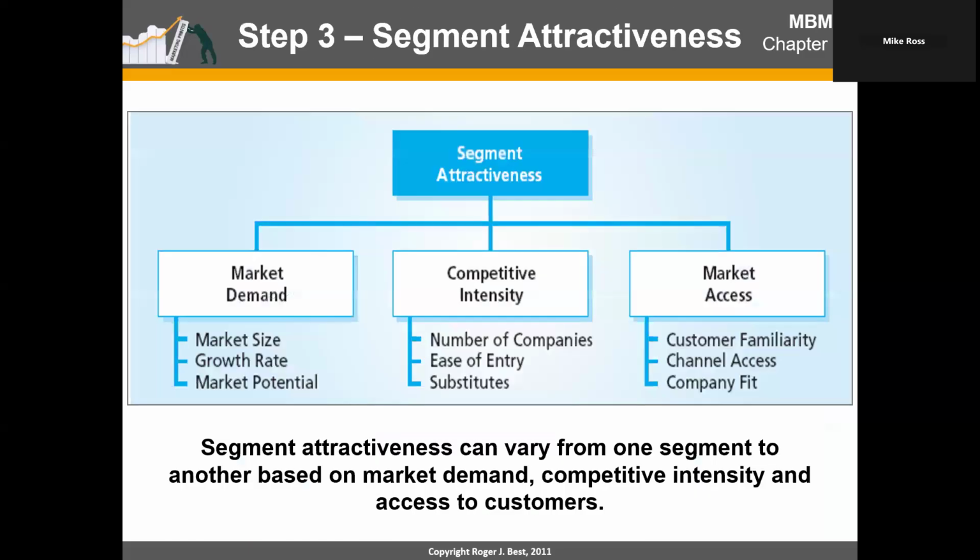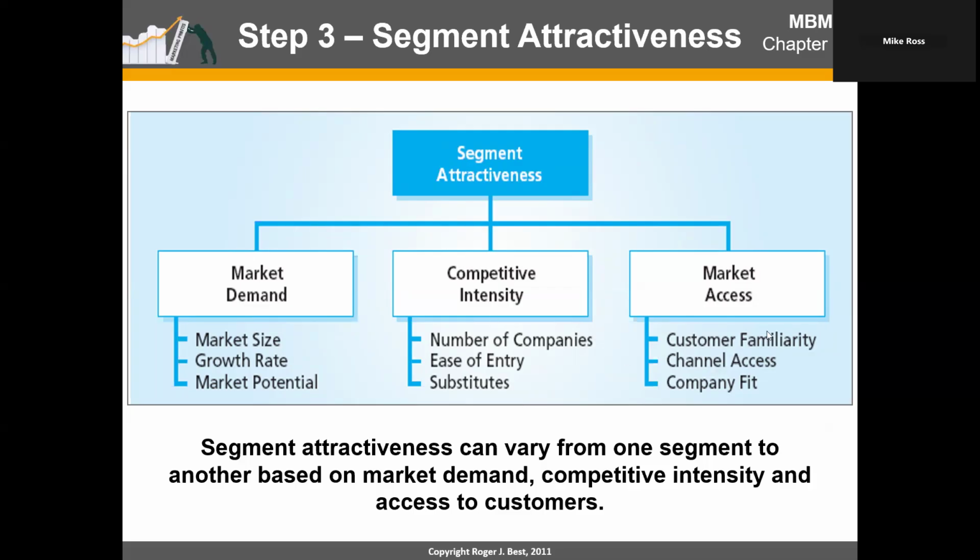We talked about attractiveness. We mentioned Michael Porter, certainly microeconomics. We look at these ideas around, for a given market, how big is it? Is it growing? How competitive is it? Number of companies? Is it easy to get into? Are there substitutes for that particular product or service?